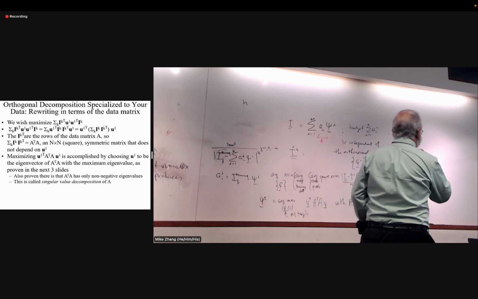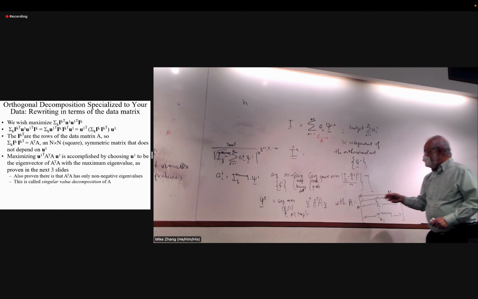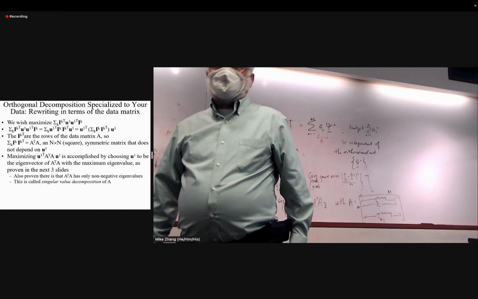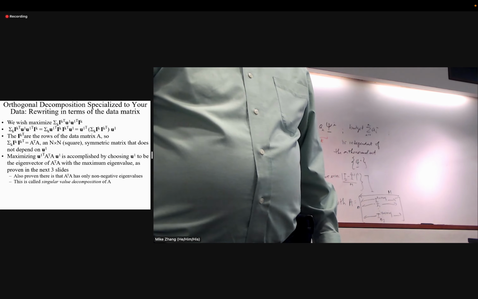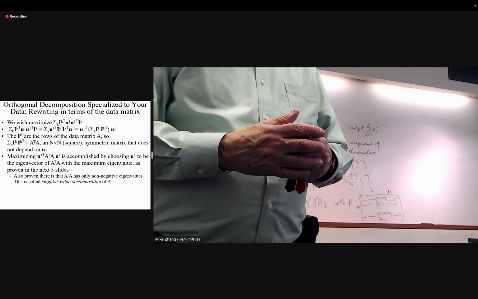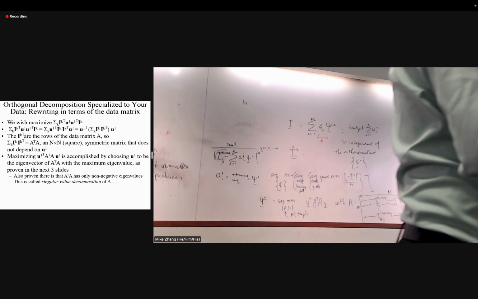Okay, so what we're up to now is showing that the v that does that is going to be the eigenvector with the largest eigenvalue of A transpose A.